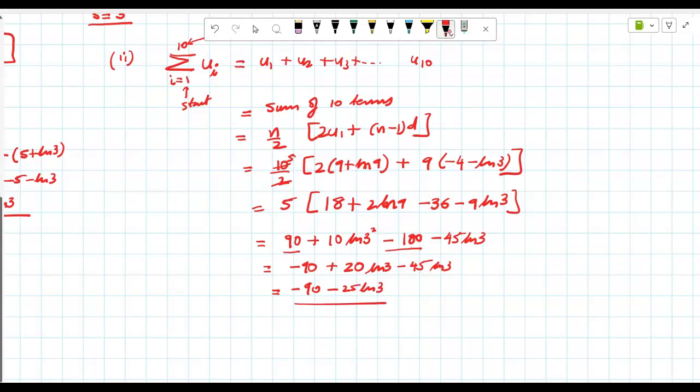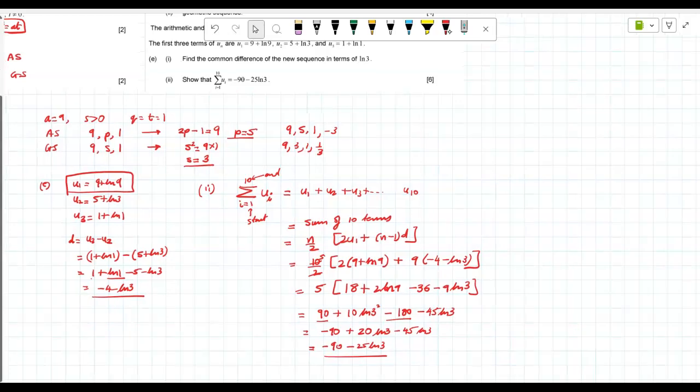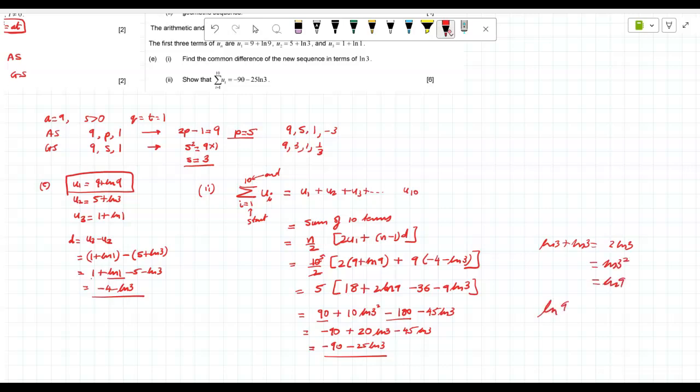I have a question. ln 3 plus ln 3 is 2 ln 3 and not ln 3 squared. Yes, 2 ln 3 is obviously ln 3 squared, which is ln 9. But rather than thinking like this, you take ln 9, take 3 squared and bring the power to the front. That's the easier thing to do.